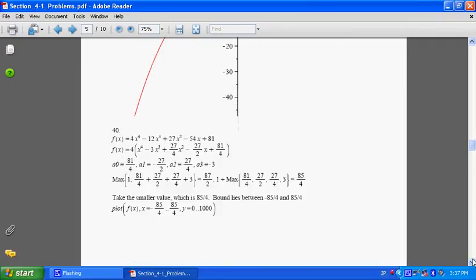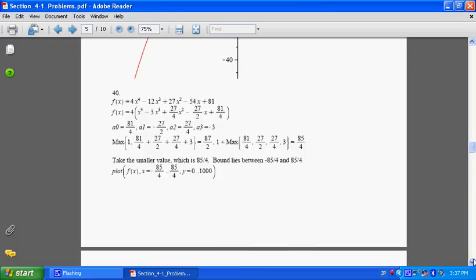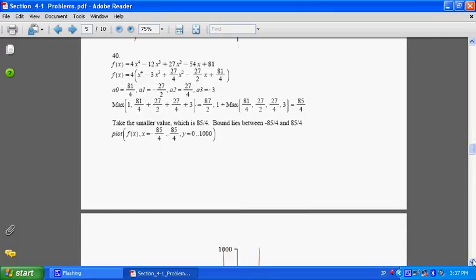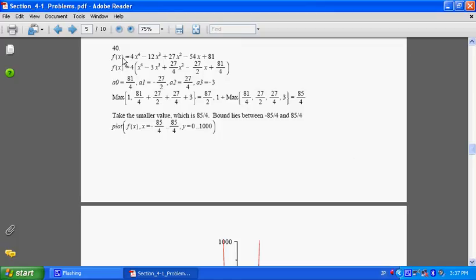All right, so I guess the last one in this problem set is 40. And that one, they give us the function 4x to the fourth minus 12x to the third plus 27x squared minus 54x plus 81. And again, our leading coefficient has to be 1 to do these calculations. So we factor out the 4, and that leaves us with x to the fourth minus 3x to the third plus 27 over 4 times x squared minus 27 over 2 times x plus 81 over 4.